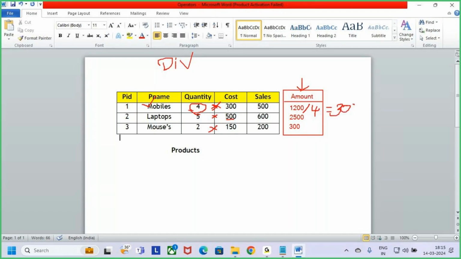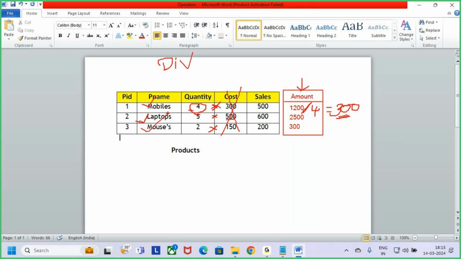So when to use this division operator: if you have the total amount you are spending to buy the mobile phones, and now you want to understand the cost of each mobile. Suppose there is no cost column. I'm having only the quantity column and the amount column. What is the quantity? 4. What's the amount? 1200. Now I want to find the cost of each mobile. To find that, I divide the total amount with quantity. So when I divide this, I get the unit price. One mobile phone, what's the price? 300. In the same way, you can do it for the laptops and also for the mouses.